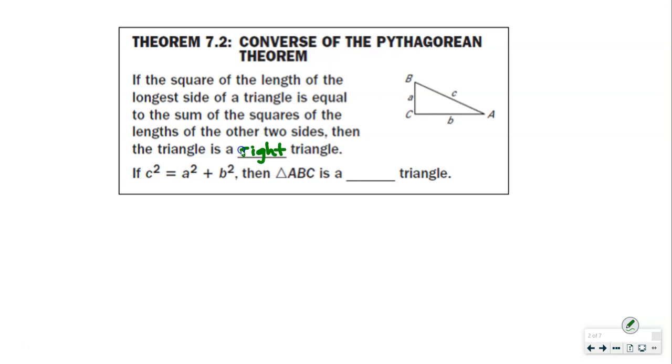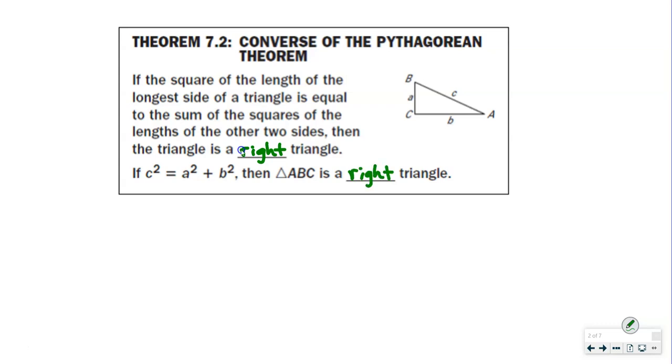So in the Pythagorean theorem, you know the triangle is a right triangle, so then the Pythagorean theorem works. The c squared equals a squared plus b squared. And the converse is, if we can show that a squared plus b squared equals c squared, then we can show that the triangle is a right triangle.